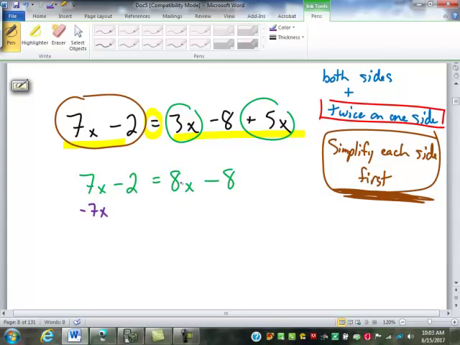Now again, we add or subtract. We only have to do it to one digit on each side. So we subtracted 7x to eliminate that one, leaving us with negative 2. On the right side, we'll subtract the 7x from the 8x, which is going to give us 1x, or just x. And we still have the minus 8.